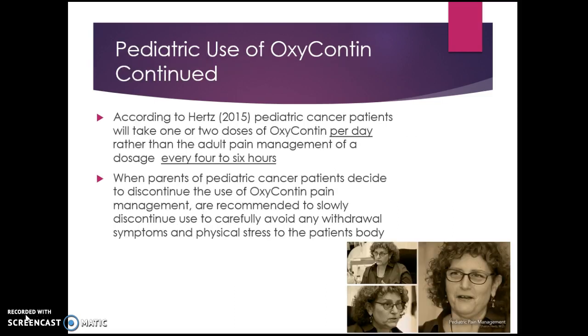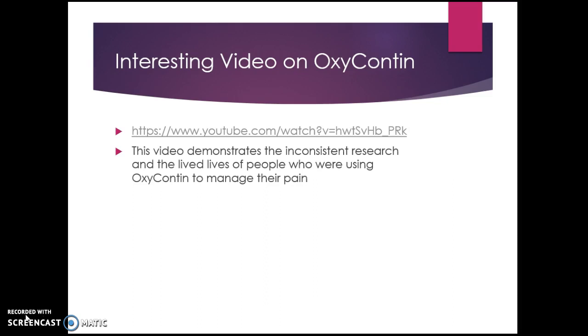Pediatric use of OxyContin continued. According to Hertz, pediatric cancer patients will take 1 or 2 doses of OxyContin per day, rather than the adult pain management schedule of every 4 to 6 hours. So much lesser frequency there. When parents of pediatric cancer patients decide to discontinue OxyContin pain management, they're recommended to slowly discontinue use to carefully avoid any withdrawal symptoms and stress to the patient. This is an interesting video that we don't have time to play, but check it out.